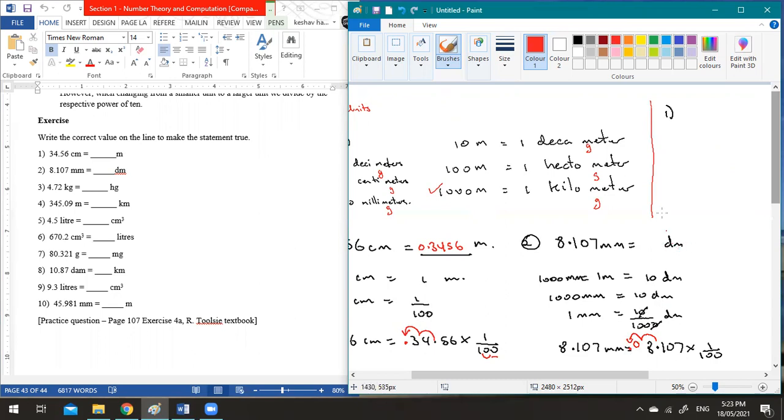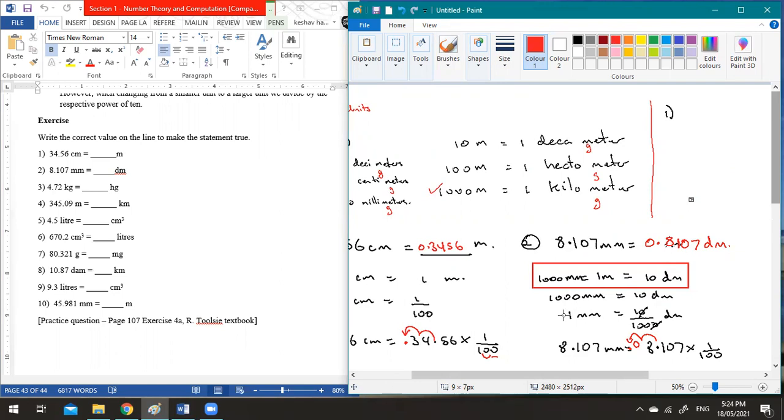So your answer should be, this might be too small to write it in, 0.8107 decimeters. So this is also another way of doing it. If you have to convert from one unit to the next, you equate how much it is for the base unit, right? So 1000 millimeters is 1 meter, but 1 meter is also 10 decimeters. So that means 1000 millimeters will be 10 decimeters.